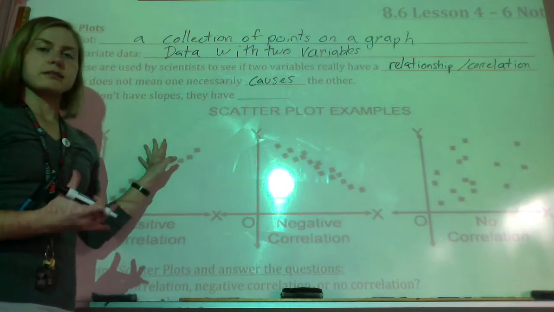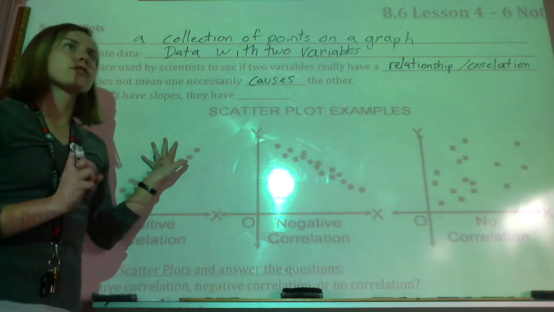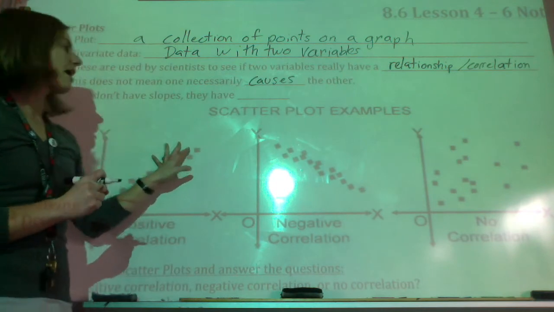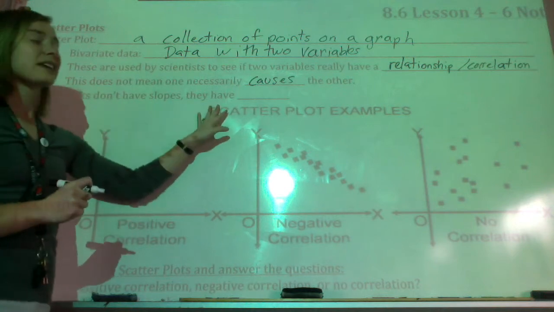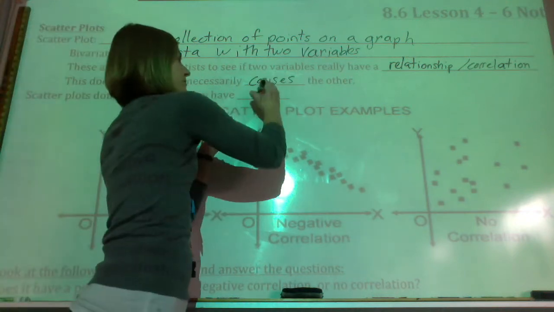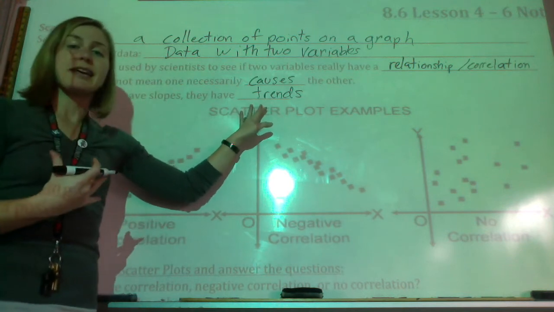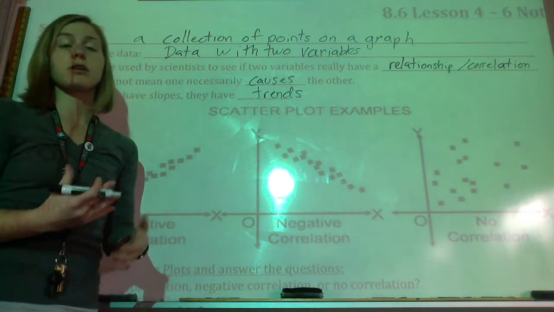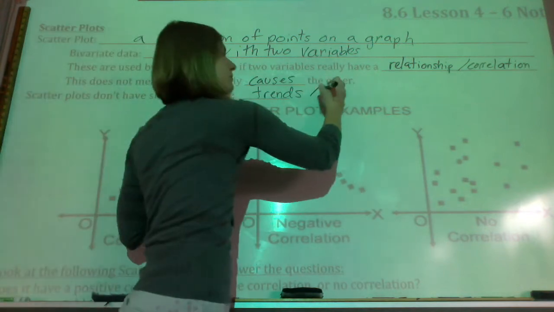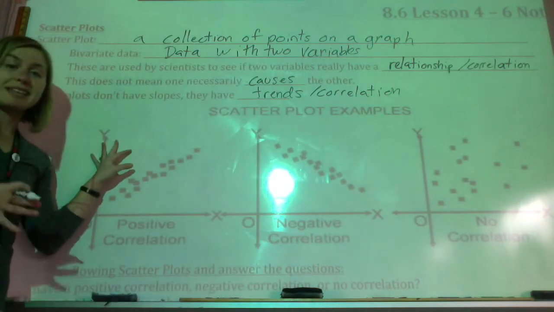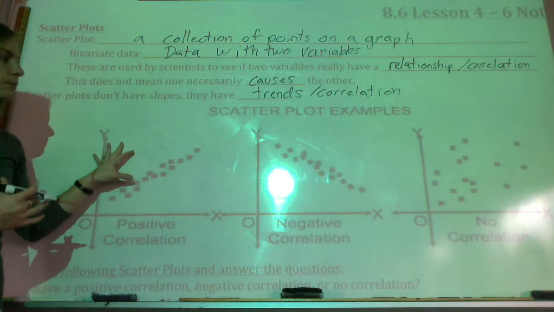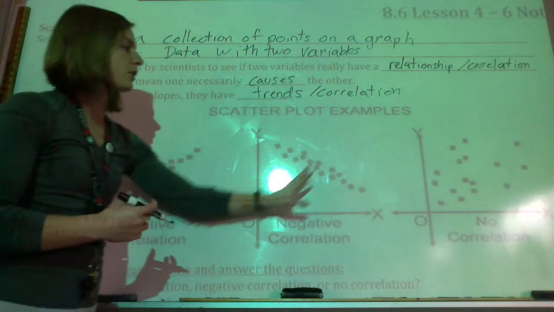And scatter plots, we might hear the word slope, but really they don't have slopes. Scatter plots don't have slopes. They have trends. So instead of saying something has a positive slope, you can say it has a positive trend or a positive correlation. So I've actually put some examples of this here for you. These are kind of what scatter plots look like.